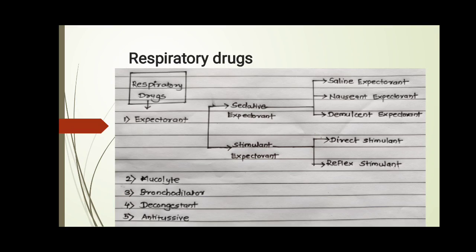Expectorants are further classified into two main types: sedative expectorants and stimulant expectorants. Sedative expectorants are further classified into saline expectorants, nauseant expectorants, and demulcent expectorants, whereas stimulant expectorants are classified into direct stimulants and reflex stimulants. This is the classification of respiratory drugs.